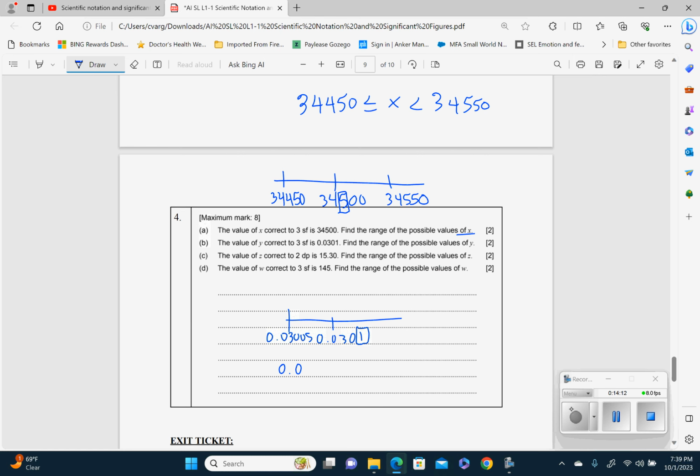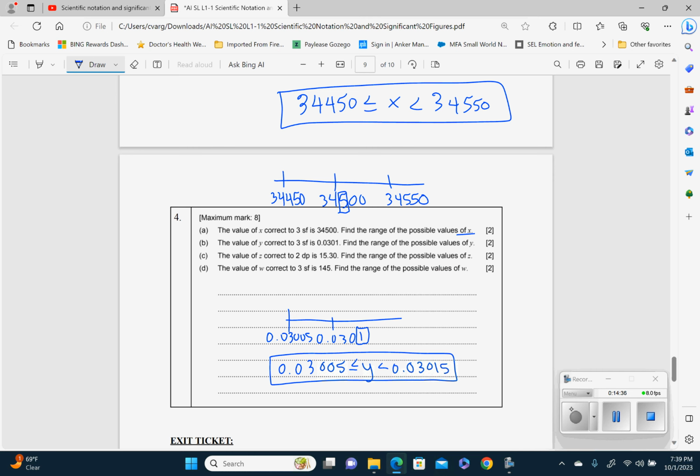So 0.03005 less than or equal to, the variable that we have to use is y, less than, and then you're going to put the same number that we have right here. So 0.0301 and add a 5 at the end of that. Okay, so this is our range for our y's. This is our range for our x's. So go ahead and do C and D and check your work.